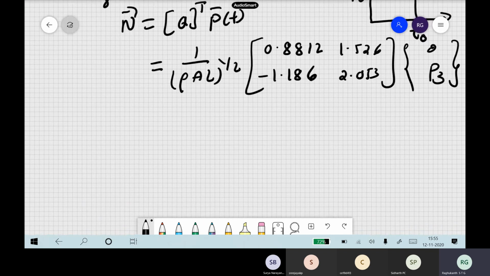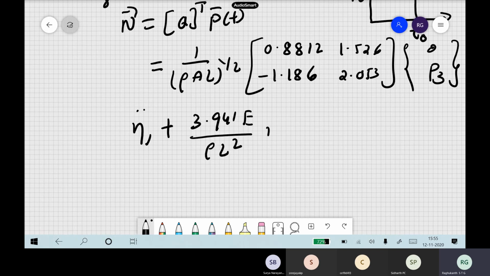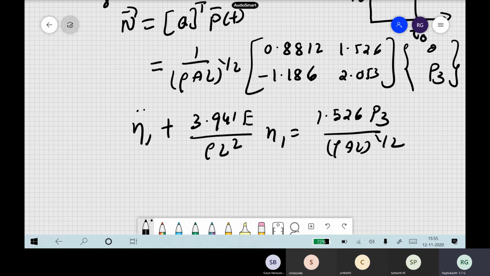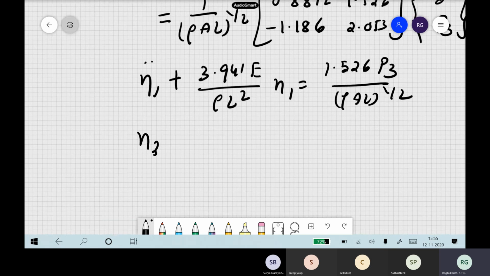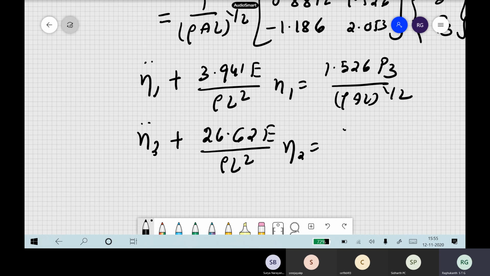Finally I will get my two equations. If I write eta double dot, a single degree of freedom system, plus E by rho L square times eta 1 equals 1.526 P3 by square root of rho AL by 2. So this is one equation we get. And another equation: eta 2 double dot plus 26.62 E by rho L square times eta 2 equals 2.053 P3 by square root of rho AL by 2. So these are our single degree of freedom systems.